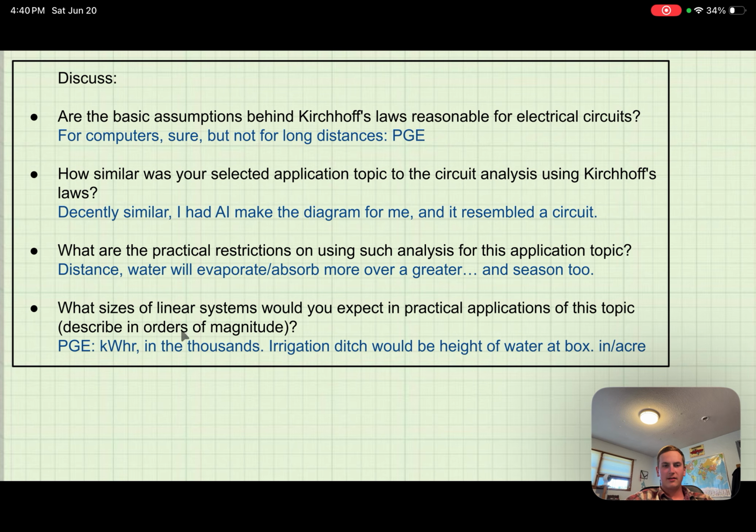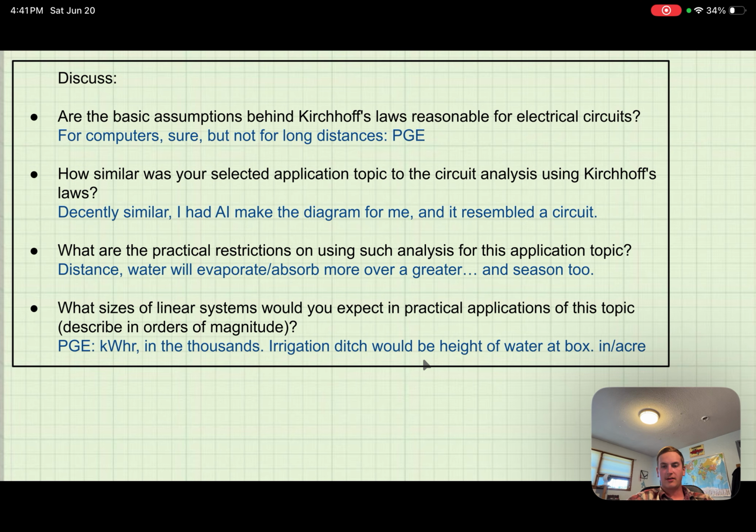What sizes in order of magnitude? So in practical applications, PG&E, of course, their stuff's in kilowatt hours. That's how they charge you, right? So assume that's kilowatt, and you have kilovolt and kiloamp to get kilowatt or something like that, right? Kilo means thousand, so I mean that's thousands of watts. I mean that's a lot. That's a lot of watts.